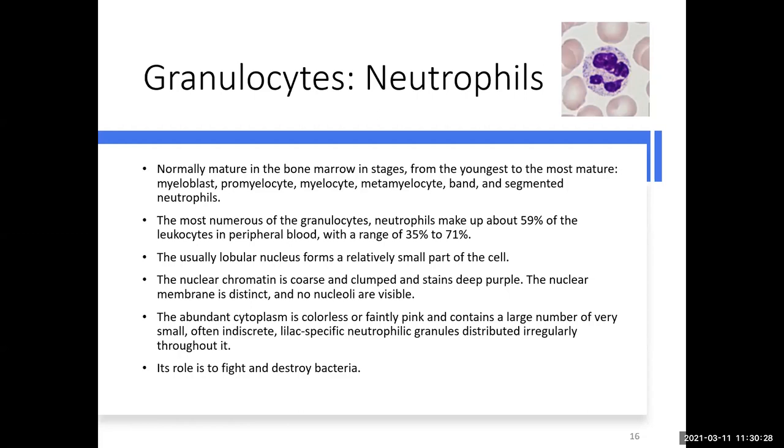What I want you to know and understand about neutrophils is that they go through a maturation process, and what they look like. Just be able to see a picture and know what a normal neutrophil looks like. And also that its purpose is to destroy bacteria.